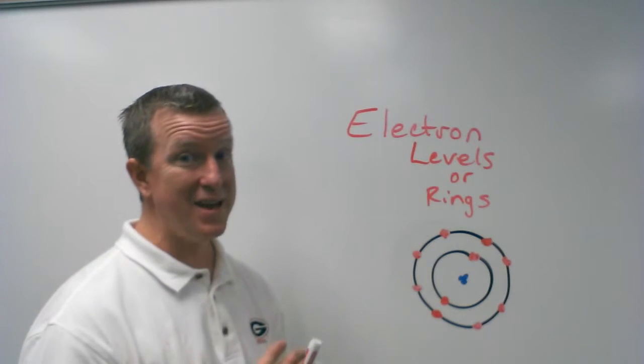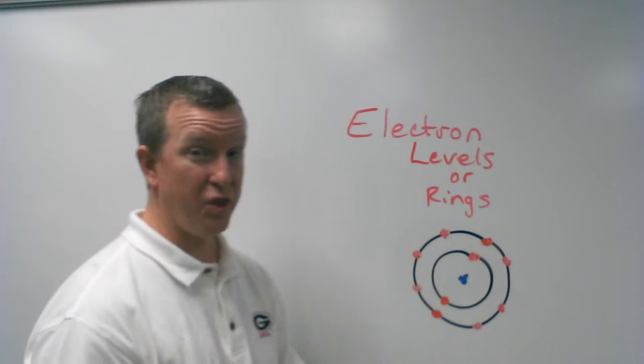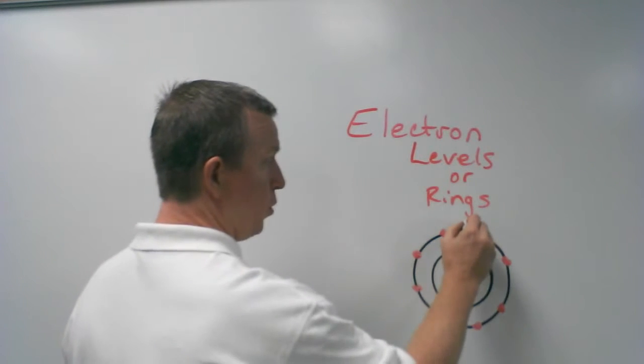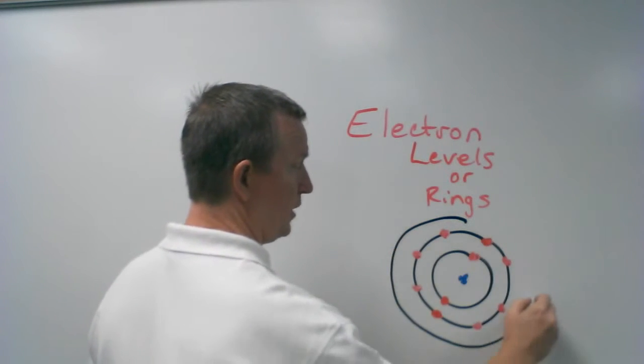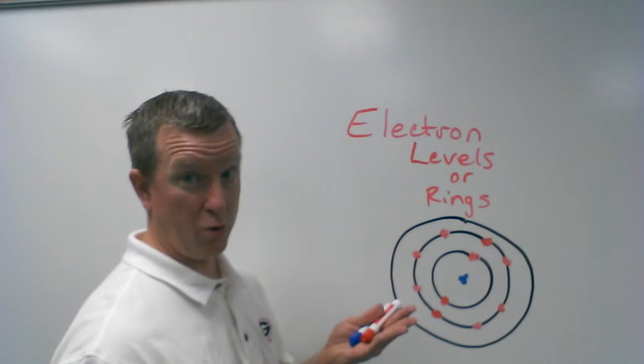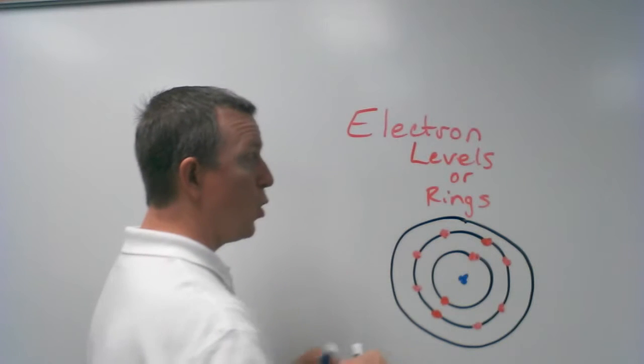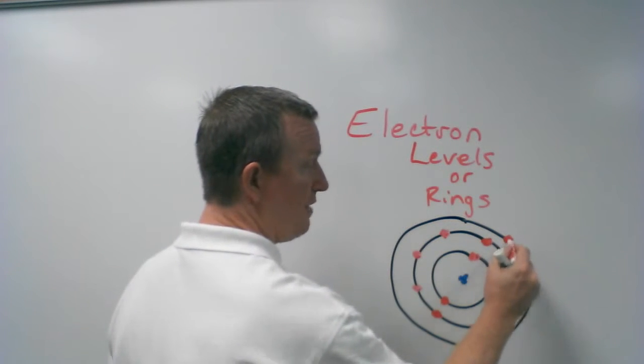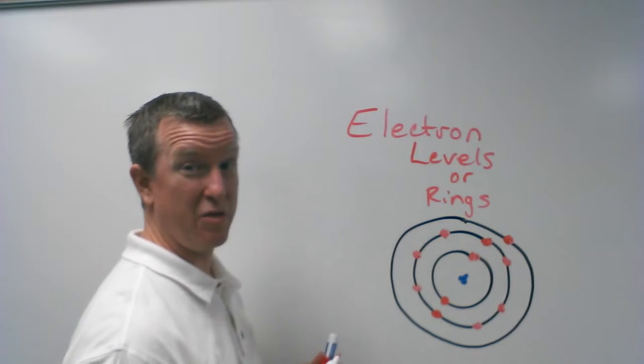Once we get past neon, we're going to go to a 3rd energy level. So we'll get out here on a 3rd energy level. So when we get to sodium, 11 protons, 11 electrons, we're now going to have that 11th electron, but it's going to be on the 3rd energy level.